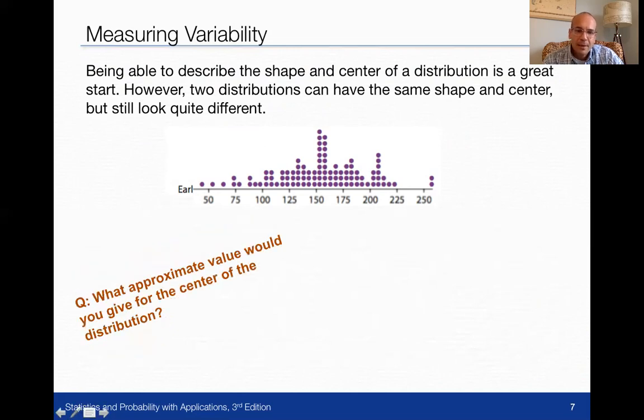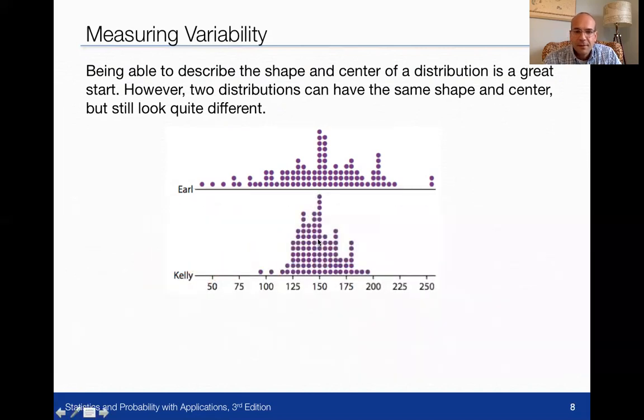And then how about an approximate value for the center of Earl's bowling scores? And not only is there a big stack there shortly after 150, but it also feels like there's probably an equal number of items to the left and to the right. I think if we average them, these would weigh each other out. So I'm feeling like a little bit over 150 is probably a good guess for the center of the distribution.